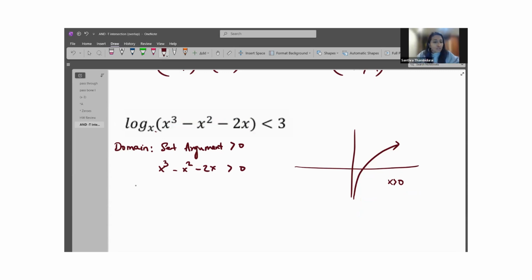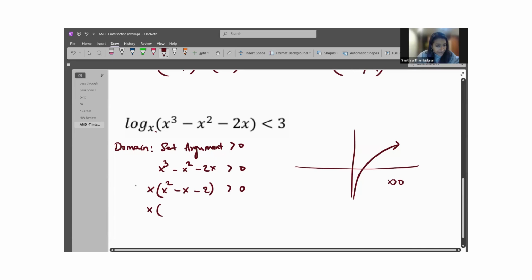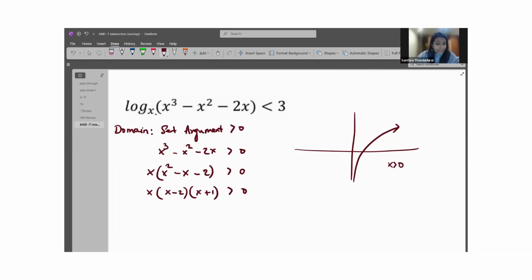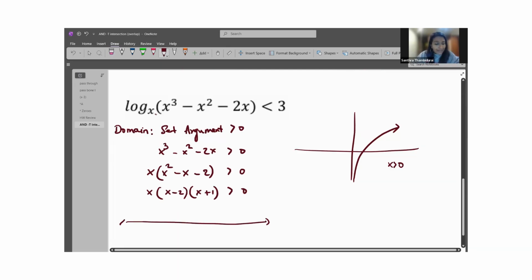In order to solve this, you need to get all your x-intercepts. So I'm going to take the x out. So I'm going to get x squared minus x minus 2 is greater than 0, okay? Again, I need all my x-intercepts. So I'm going to do x times x minus 2 times x plus 1 is greater than 0. That's your factoring for this, yeah? So now you have your x-intercepts, which means if you put them on a number line, that's going to be -1, 0, and 2, right?